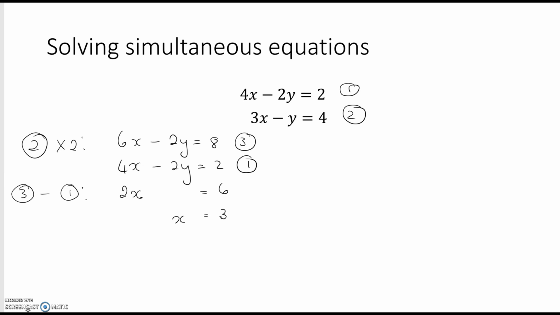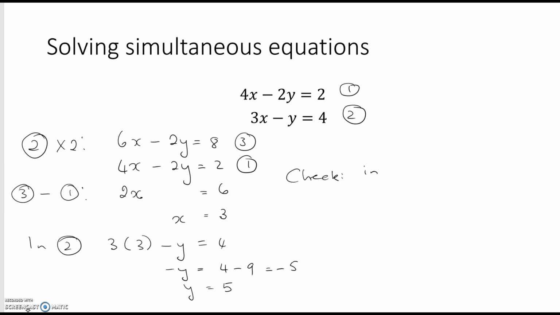Then in either one of them, maybe go for 2. 3 times 3 minus y equals 4. So that's 9 minus y, so negative y equals 4 minus 9, which is negative 5. So y equals 5. Check. Maybe check in number 1. So 4 times 3 minus 2 times 5 equals 2. And the reason for checking in the other one, not the one that you've just used to find y, is that of course if you check it back in the one you used, you're going to get it right. You need to check it back in the other one as well.